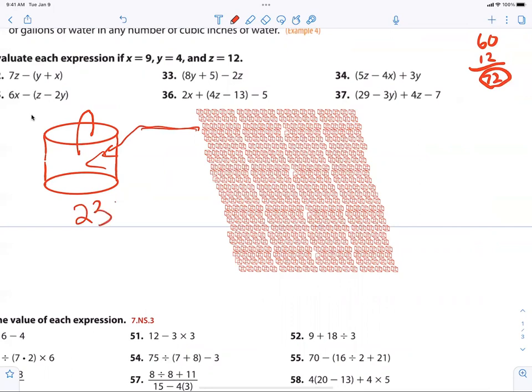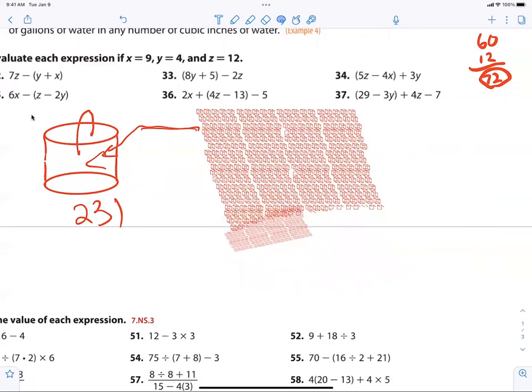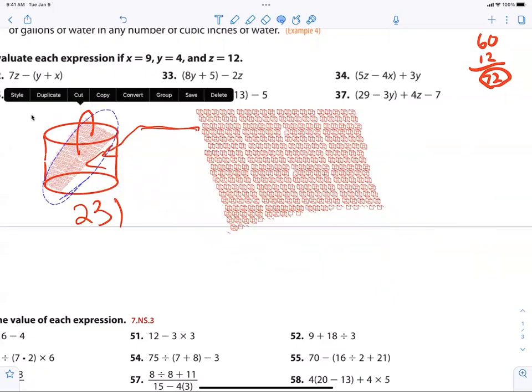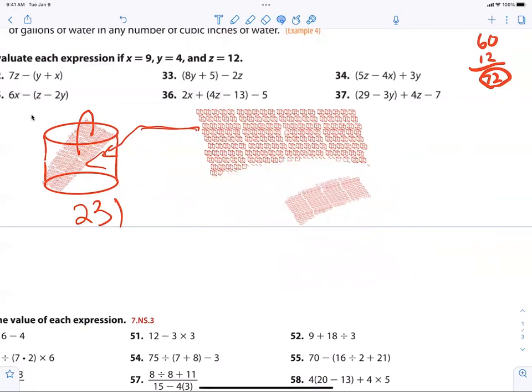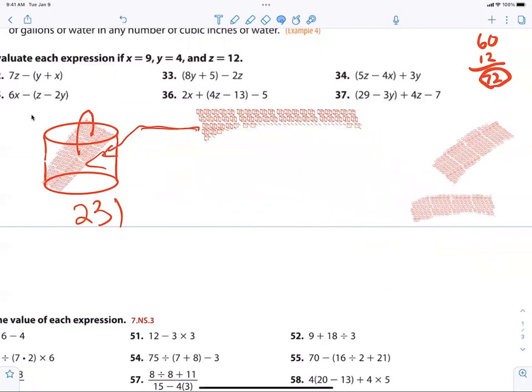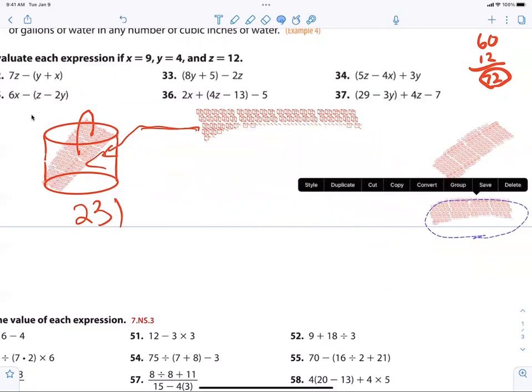Listen to what I'm telling you now. Please listen. This is important. I'm taking a certain amount. I'm taking 231 of them, and I'm putting them in this bucket. Now I'm taking another 231 and putting them in another bucket. And I'm taking another 231 and putting them into another bucket. So what am I doing to the cubes? What operation?